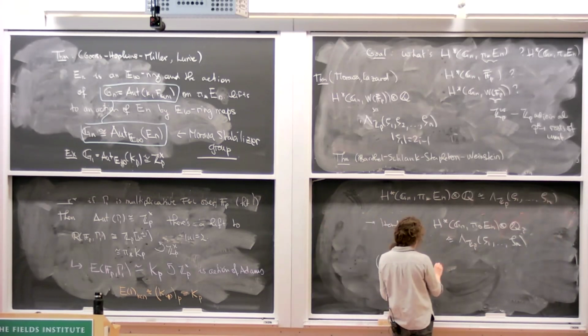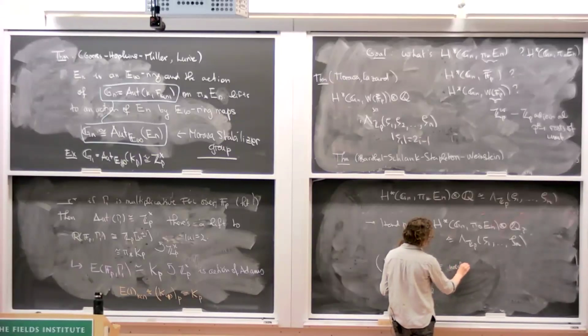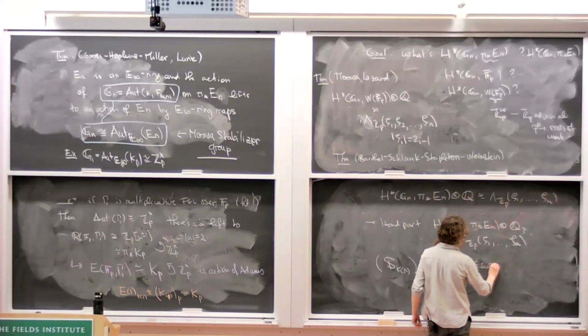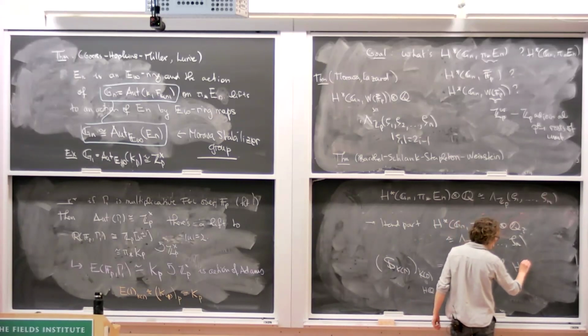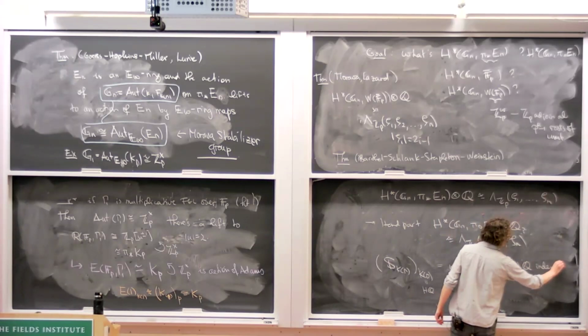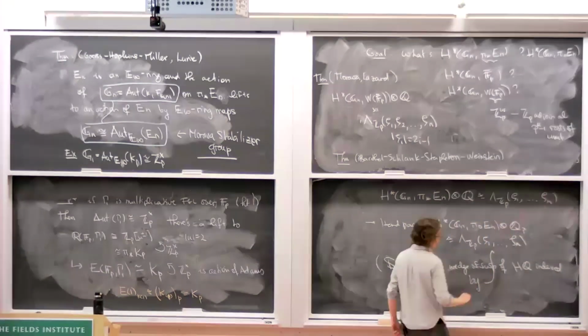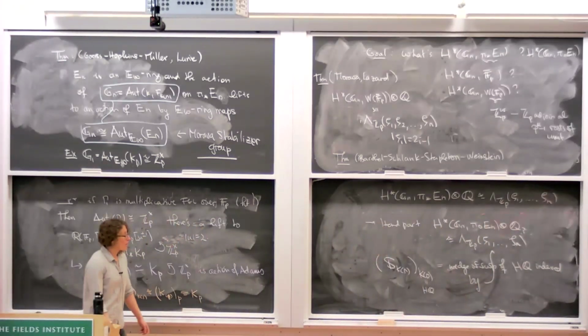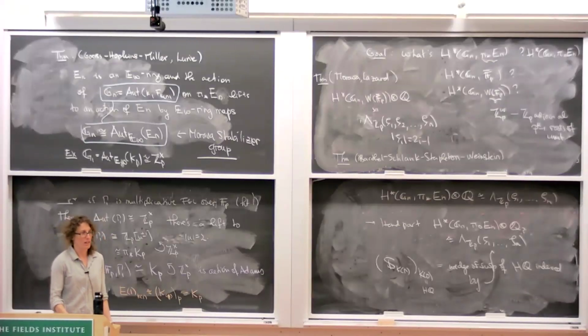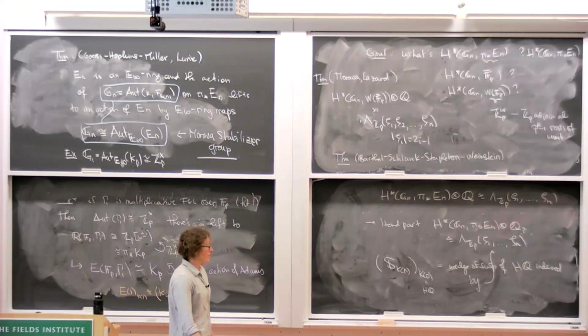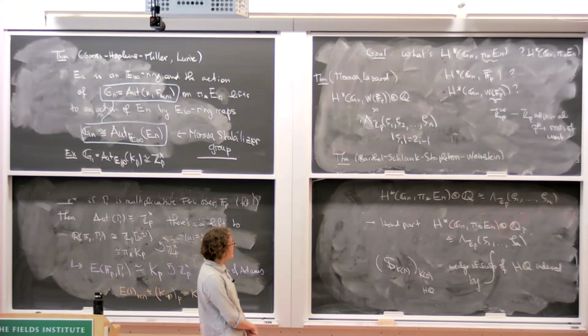I get that the rationalization of this thing is a wedge of suspensions of HQ indexed by the monomials in here. So rationally, this is a beautiful answer. But this is the best general result we have. Pretty funny, a spectral sequence where the E2 term is a lambda algebra. On this pun, I think I will end here.